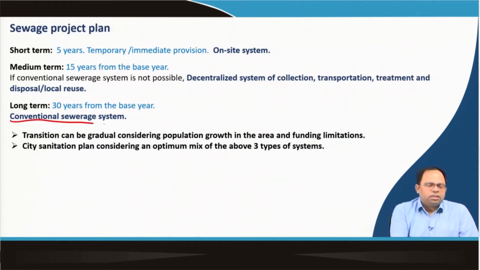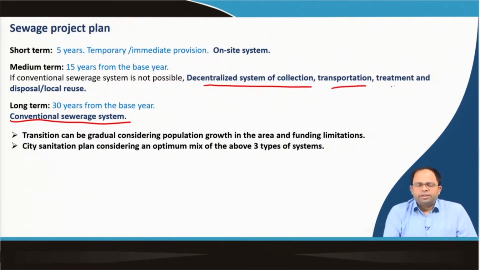At the end of 30 years from the base year, we should primarily have a conventional sewerage system, which is the most standard and of course the safest way to deal with sewage. But as we discussed in earlier lectures, sometimes it is not feasible because of financial and other reasons. So, if a conventional system is not possible, we can go for a decentralized system of collection, transportation, treatment and disposal or local use.